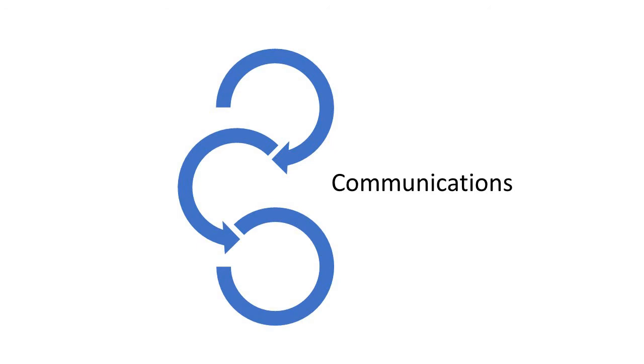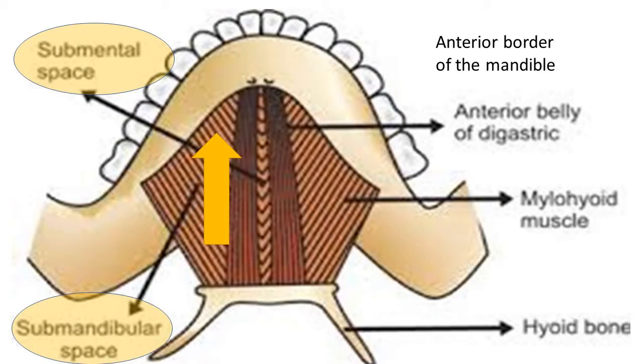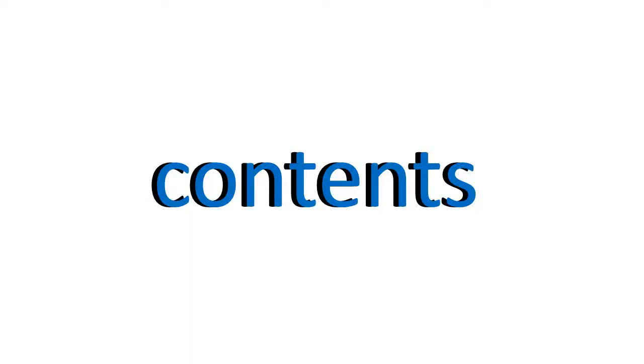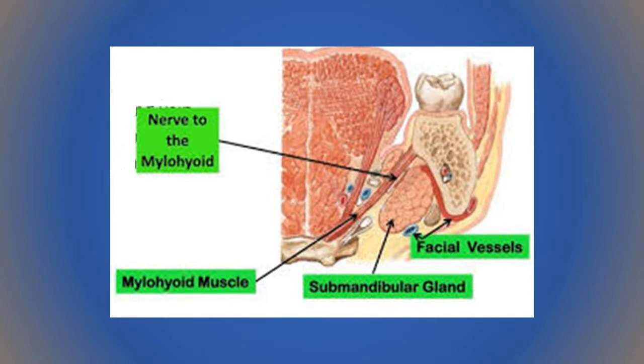Communications. The communications of the submandibular space are: medially and anteriorly to the submental space, located medial to the paired submandibular spaces, separated from them by the anterior bellies of the digastric muscles. Posteriorly and superiorly to the sublingual space, located above the mylohyoid muscle. Inferiorly to the lateral pharyngeal space. Contents. The contents of the space are: the submandibular gland, branches of the facial and lingual artery, lymph nodes, hypoglossal nerve.